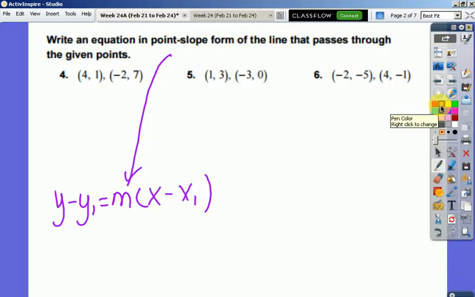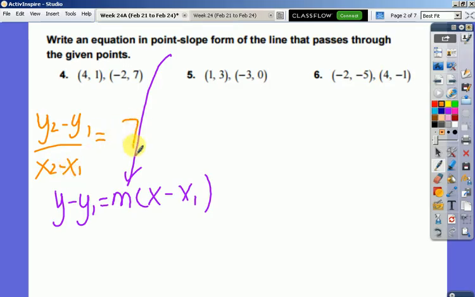How would I find my slope? y2 minus y1 over x2 minus x1. Yeah, which is what? 7 minus 1. And then what do I put on the bottom? Negative 2 minus 4, negative 6. So 7 minus 1 is 6, and negative 2 minus 4 is negative 6. So my slope is negative 1.